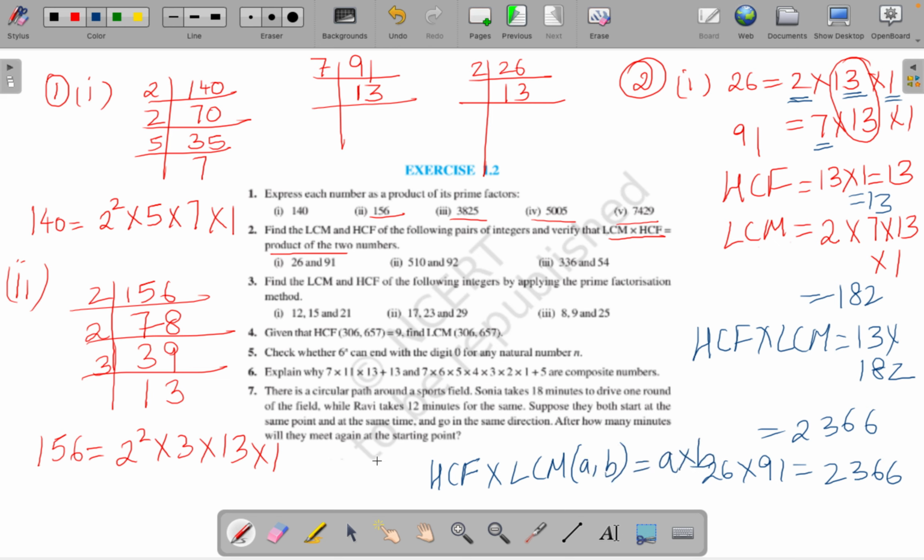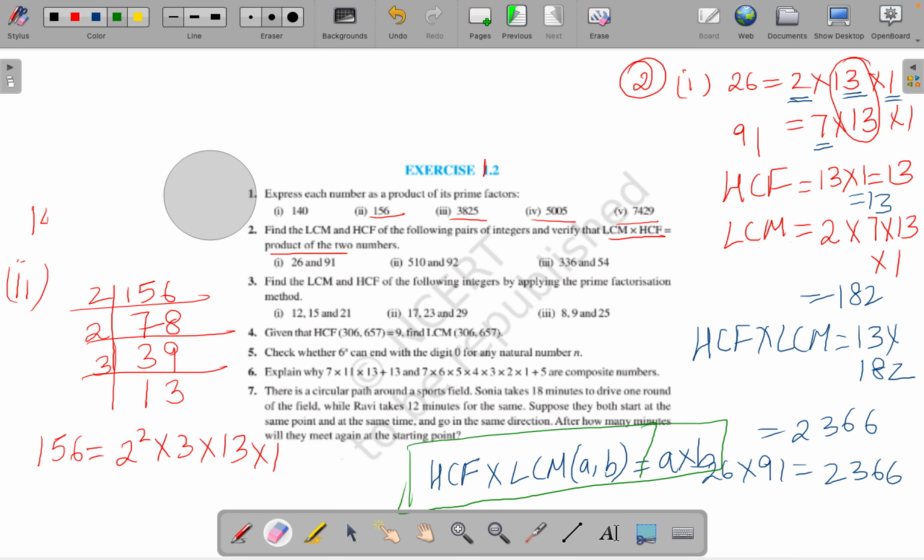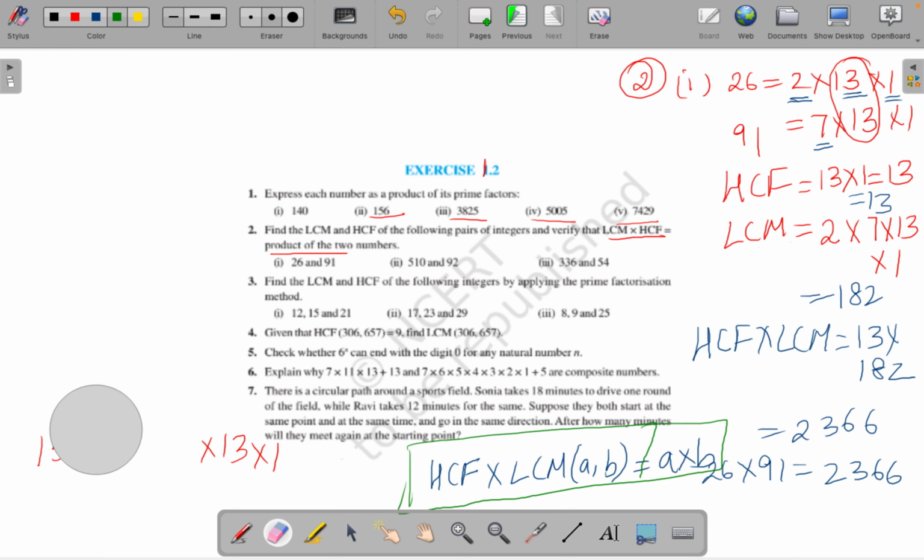So from this we can say that HCF into LCM of two numbers A and B will be equal to the product of the numbers. So this is a fact which I want you children to remember. For two numbers, this will be valid. Okay, children. Let me do one more question so that the concept is much clearer. Let's do the third part.